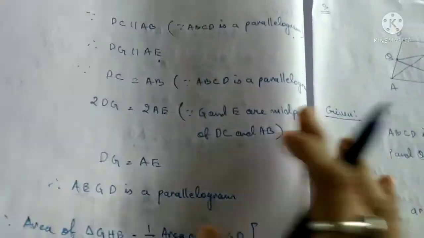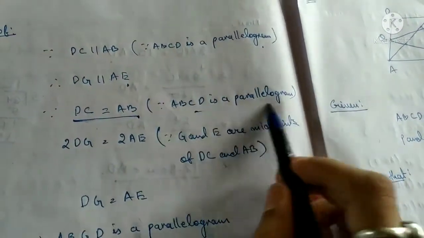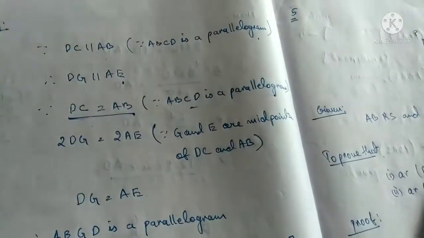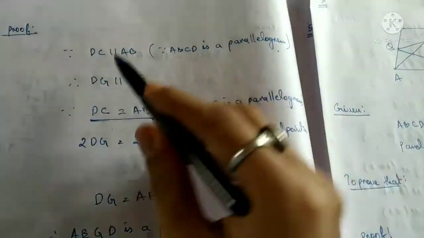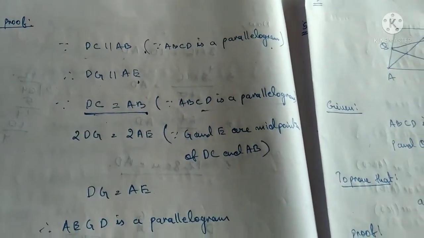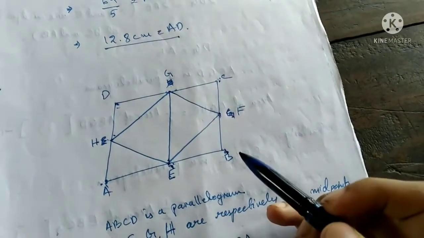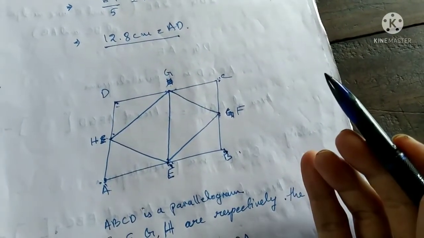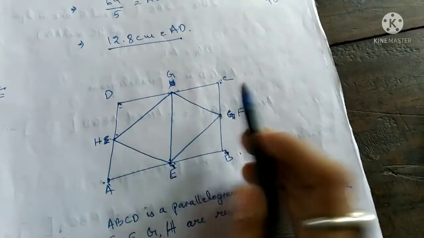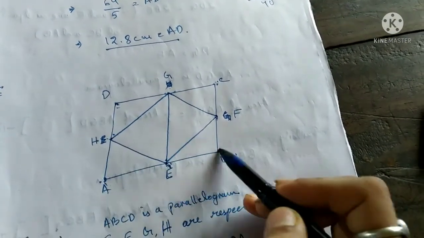Finished. Next I have said that DC is equal to AB since ABCD is a parallelogram. First I say that DC is parallel to AB. Now I am saying DC is equal to AB, because ABCD is a parallelogram. Opposite sides are equal and parallel. First of all I say that DC is parallel to AB. Next I am saying that DC is equal to AB.